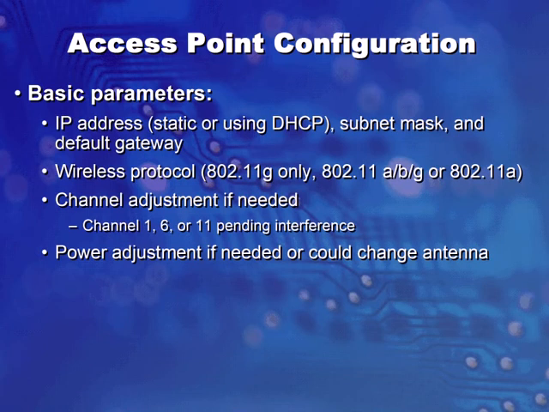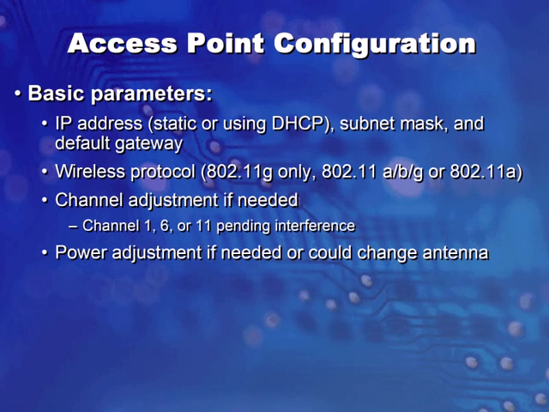You then need to configure it for the wireless protocol it's going to use, whether it's A, B, and G, or just A, or just G. So whatever type of radio frequency is going to be sent out via the access point. You can then play around with the power adjustments you need for the antennas, or change the antennas to change the coverage you want for your wireless network.